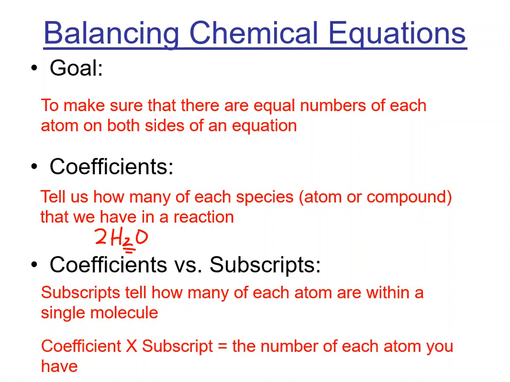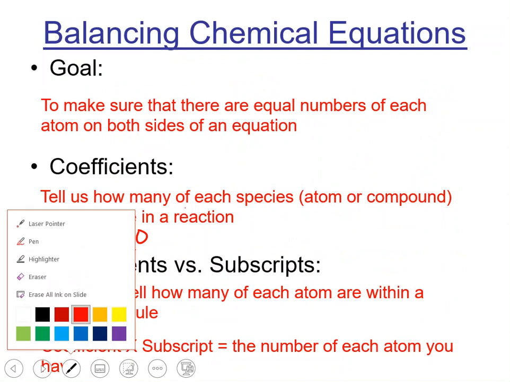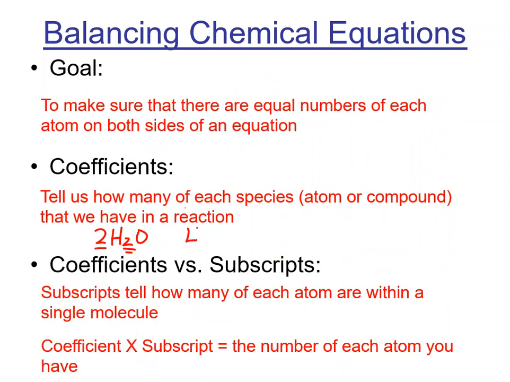So essentially, to find out how many of each element we actually have, you just have to multiply the coefficient by each subscript. So 2 times 2 tells me I will have 4 total atoms of hydrogen, and even though we don't see a subscript here, if the symbol for oxygen is there, it's inferring that 1 is there. So 2 times 1 tells us we have 2 oxygens.